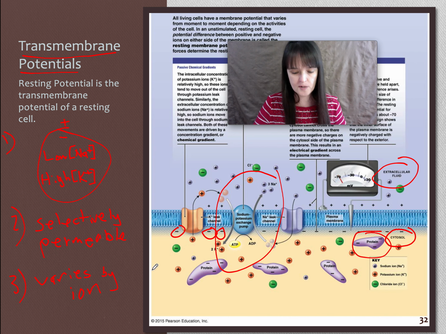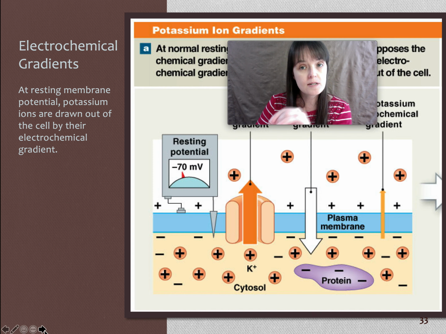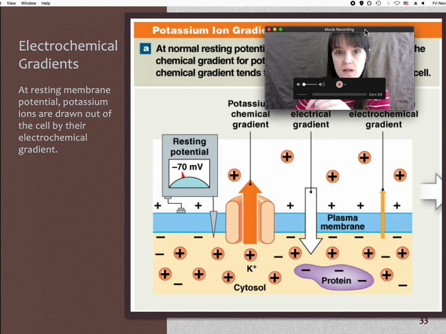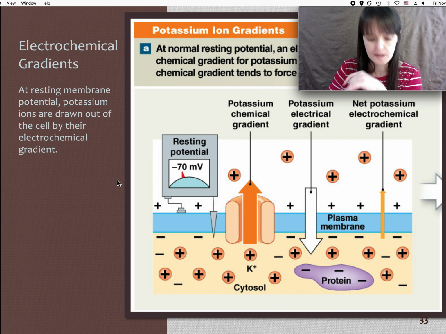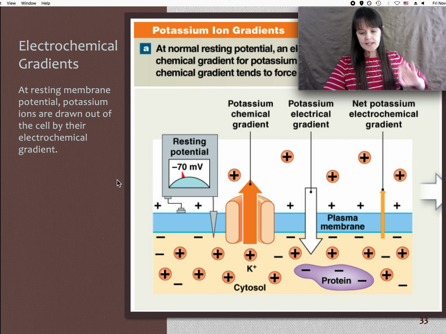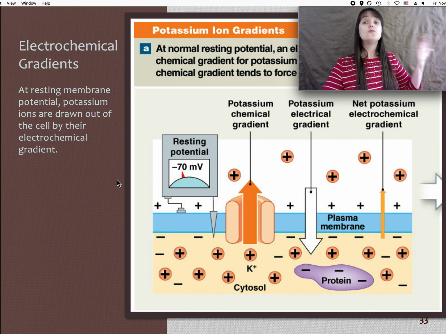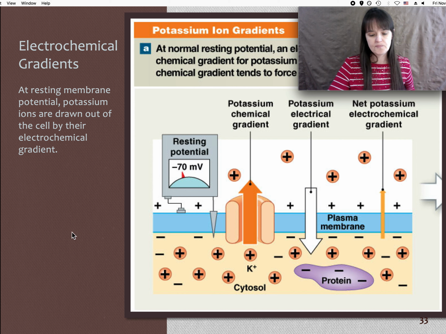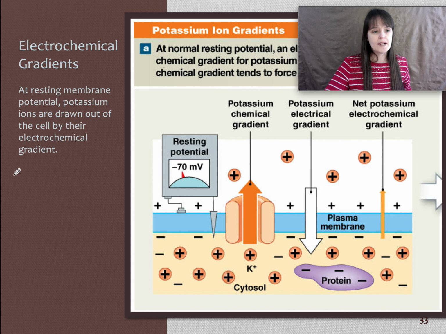Next, passive processes acting on the plasma membrane. So we have talked about diffusion. Okay, so we do expect ions to move down their concentration gradients, absolutely. So ions move from areas of high concentration to areas of low concentration, which is diffusion.